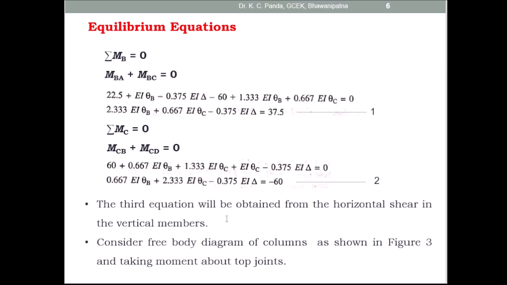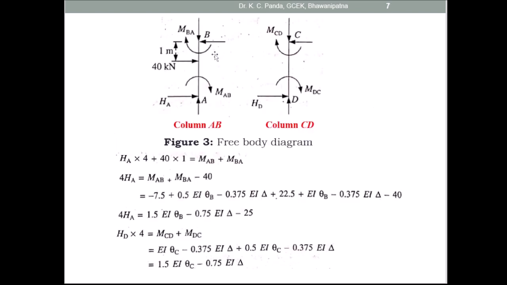Then the third equation will be obtained from the horizontal shear in the vertical members. So consider the free body diagram of the column as shown in figure 3 and take moment about the top joints. Here you take the vertical members, that is column AB and column CD, and you take the moment about the joint B for column AB and about joint C for column CD. This is the clockwise positive moment.